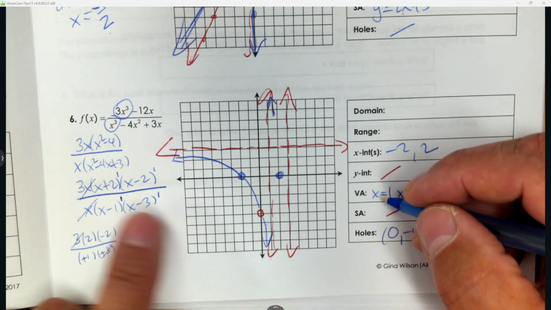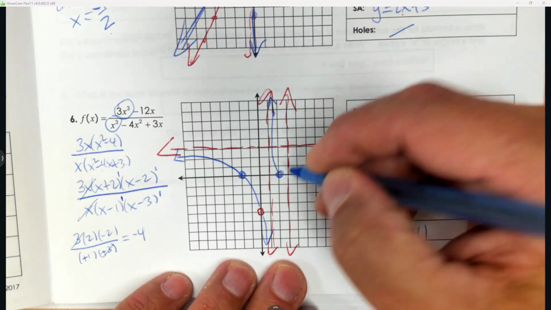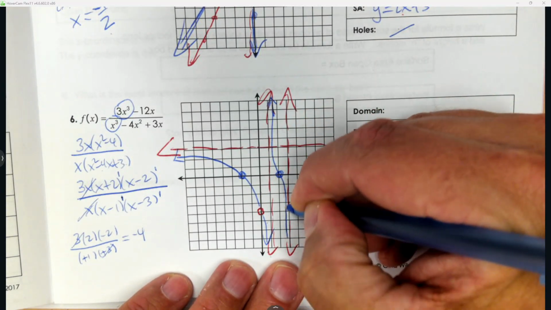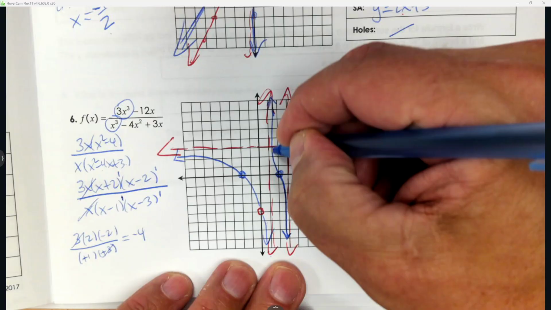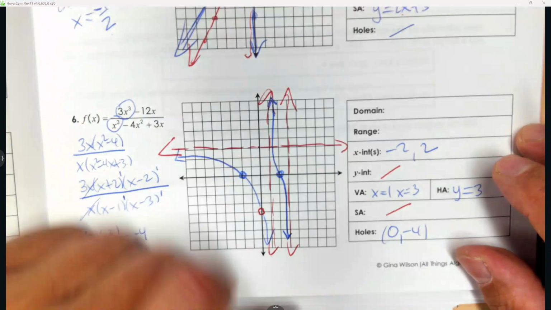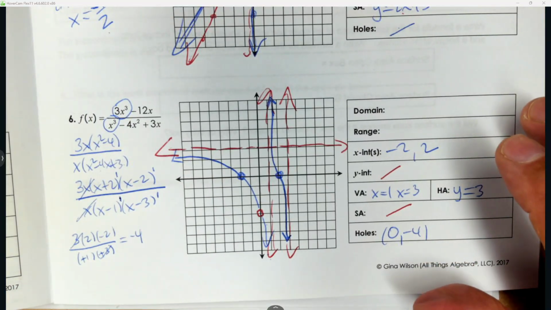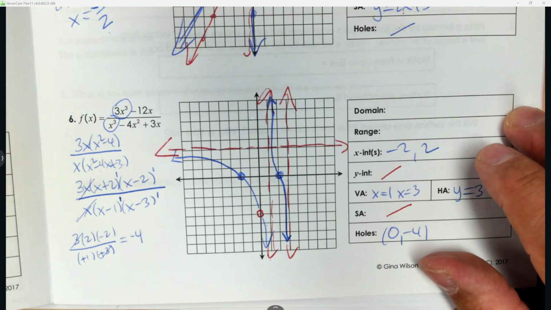And at positive 2, we have an odd one. So it's going to curve, it's going to cross, and it's going to keep going to the other end. And you're thinking to yourself, I just made up a rule. I just crossed over the horizontal asymptote. And here it is. You can cross the horizontal in the middle.